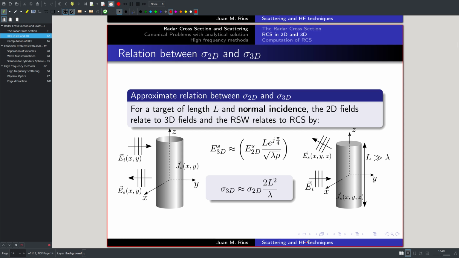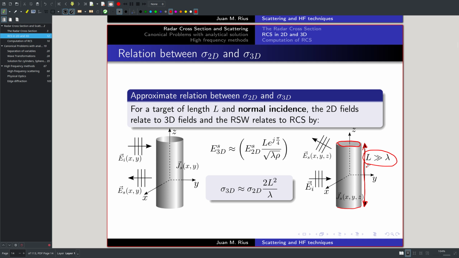But in practice, you know that the scattering objects cannot be infinite. In practice, what we have is a finite cylinder. This is a finite cylinder having a finite length L, but when L is much larger than lambda, remember that in electromagnetism, in radiation and scattering, the dimensions are relevant only compared to the wavelength. So if the height of the cylinder is very large compared to the wavelength, we can assume that the height of the cylinder is infinite.